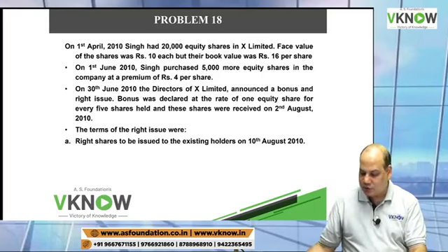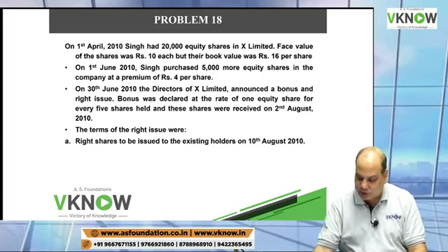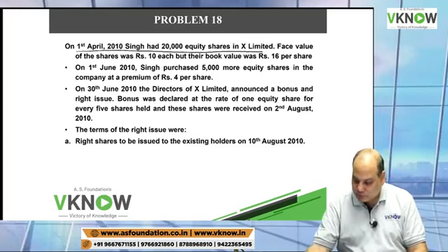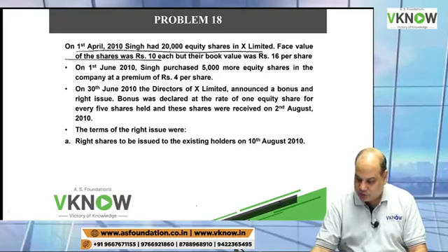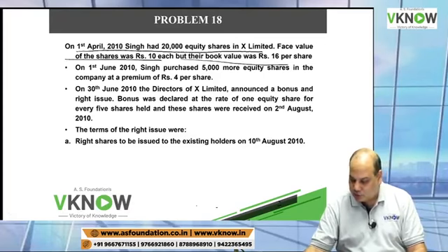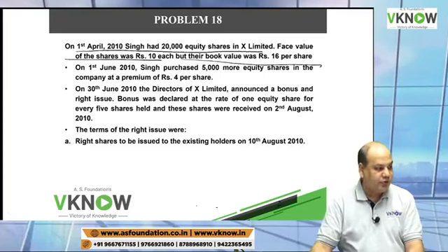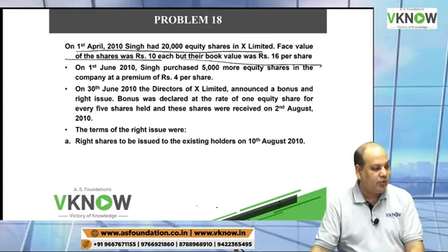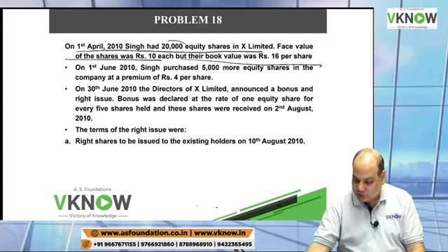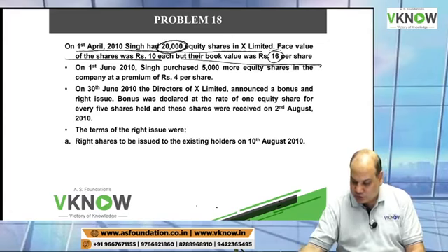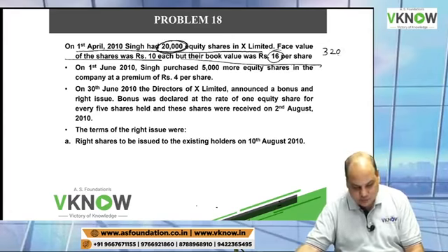Singh had 20,000 shares in X Limited. Opening balance. Face value is 10 rupees, but book value is 16 rupees. So that means opening balance will be 20,000 into 16, 3,20,000.